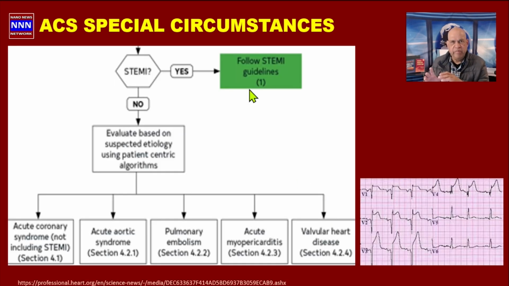When we are talking about STEMI, we have very limited time. We have to make a very quick clinical judgment that this patient in fact is having a STEMI, but at the same time we need to be considering other non-cardiac causes like acute aortic syndrome, pulmonary embolus, acute myocarditis, or even valvular heart disease. Because aortic dissection can present as an acute myocardial infarction, because of the dissection extending into the aortic root, causing coronary blood flow impairment. So that is something we need to keep in mind.